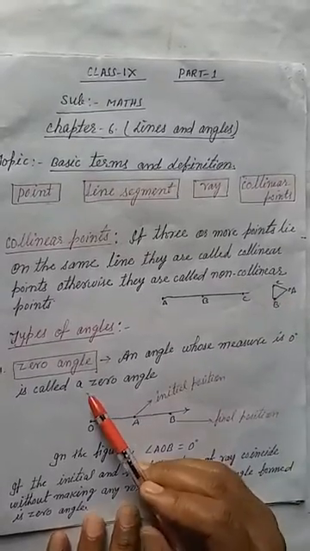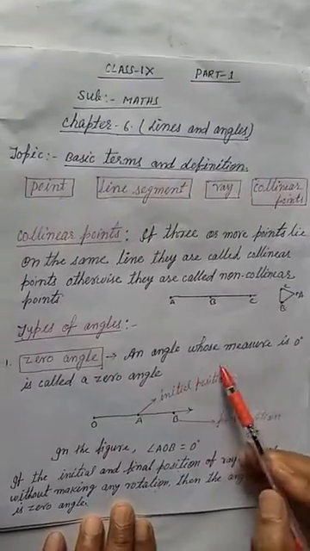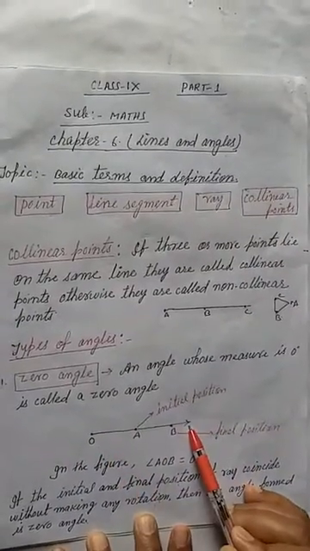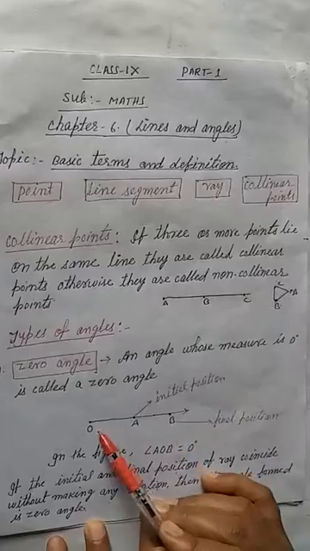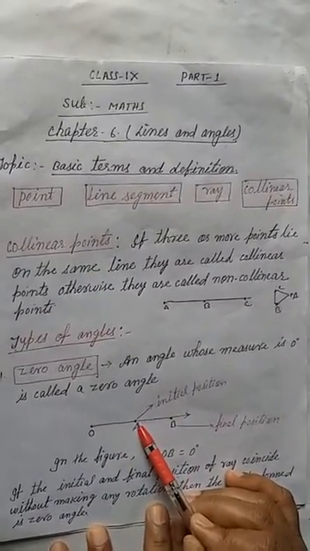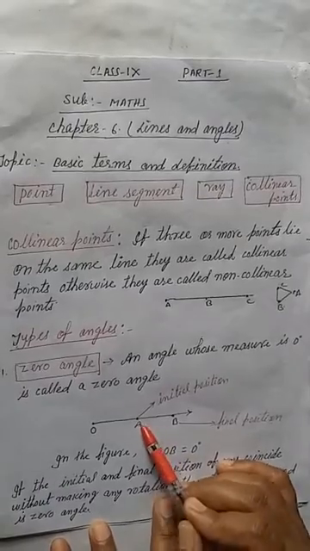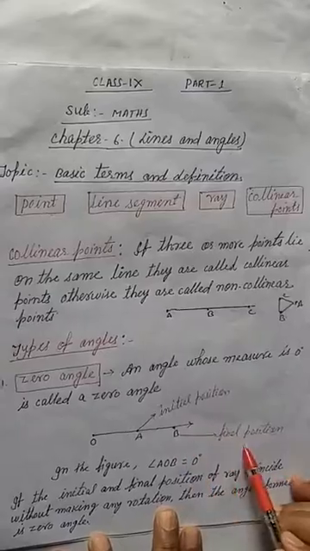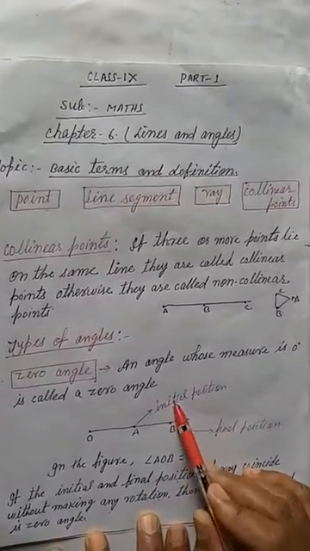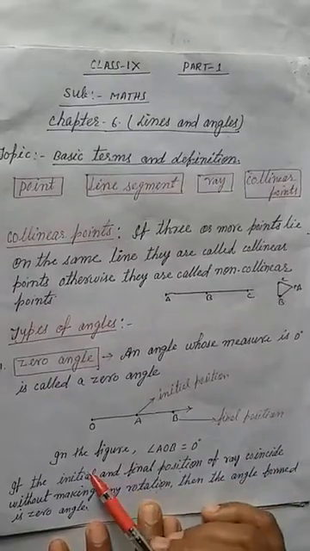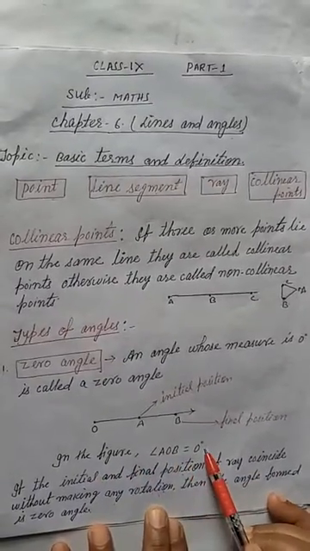Okay. Now types of angles. Zero angle: an angle whose measure is 0 degrees is called a zero angle. So this is the figure. Try to understand by the figure: O, A and B. This is the initial position. It means you have to start from here. This is the final position. It means after rotating you come back here. But in this case, we explain just below in the figure: angle AOB equals 0 degrees.